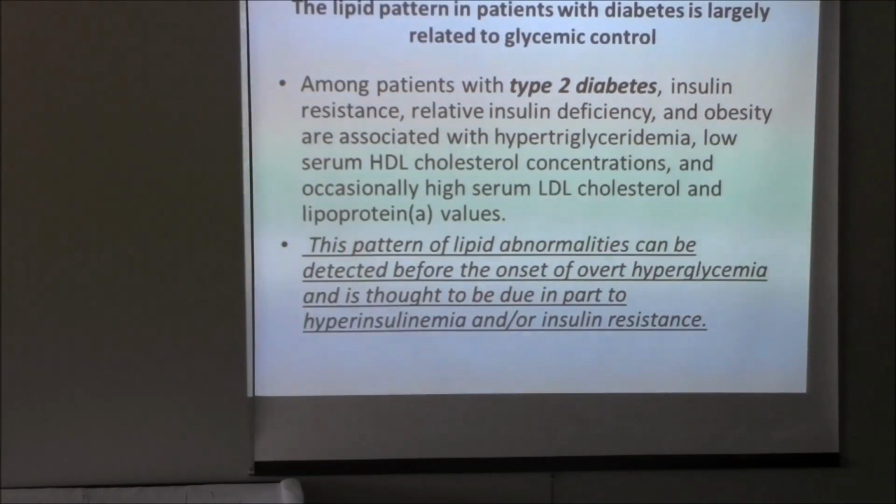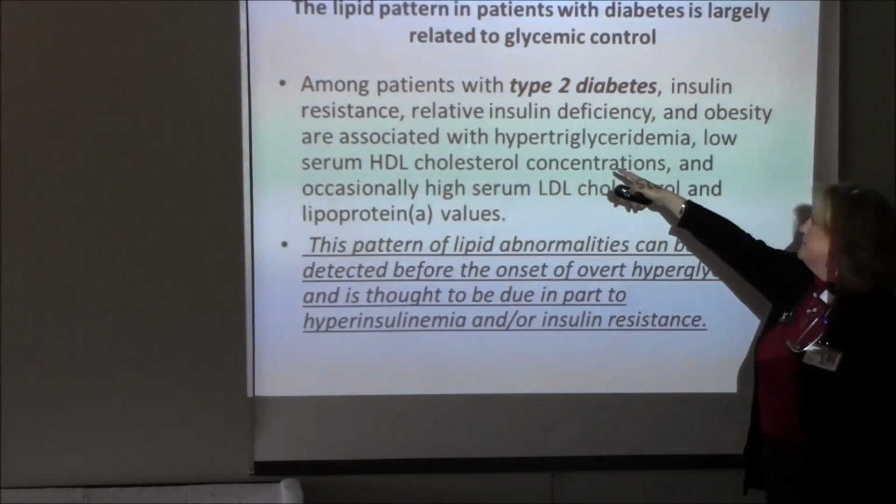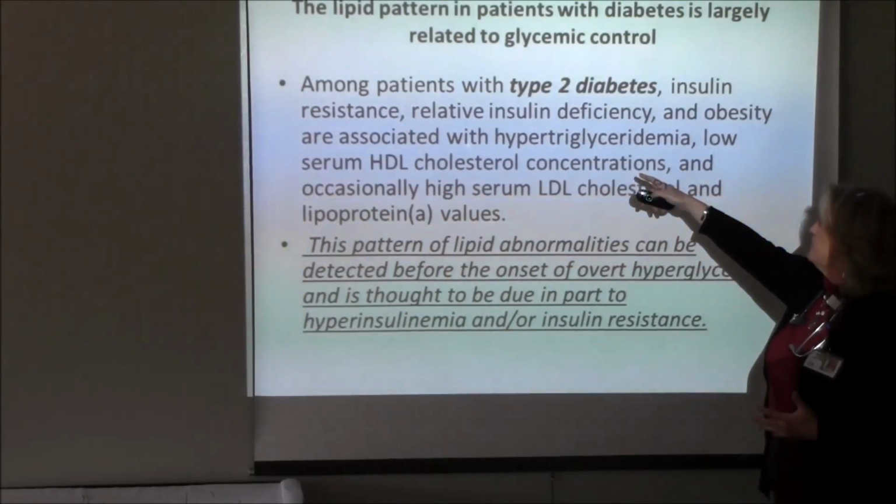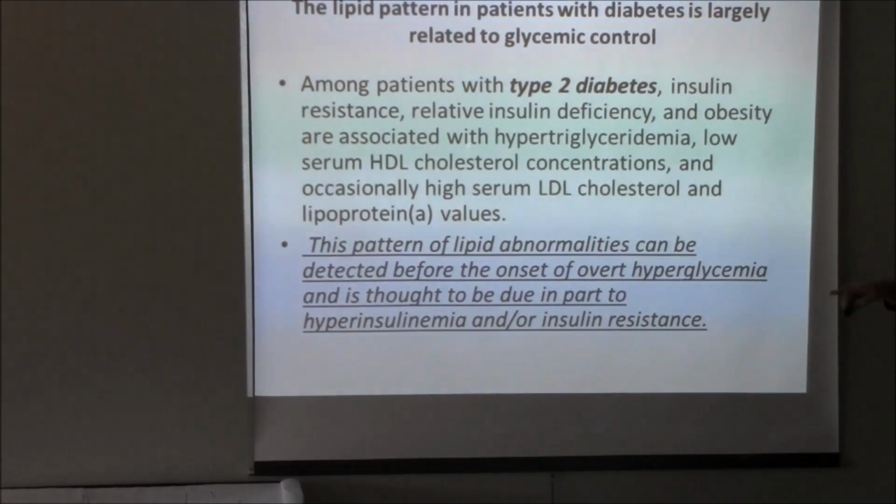Among patients with type 2 diabetes, insulin resistance and the deficiency we talked about in obesity are associated with hypertriglyceridemia. Hyper means high, triglyceride is our part of the cholesterol, which is fats, and glyceridemia, it just means high glucose, and emia means in the blood. And then you have a low HDL, remember H is high, so we want it high, and it's low instead. Cholesterol concentrations, and occasionally a high serum LDL. Remember, we want the LDL to be low.